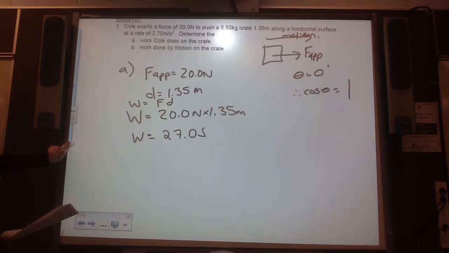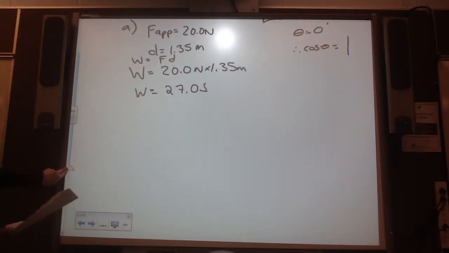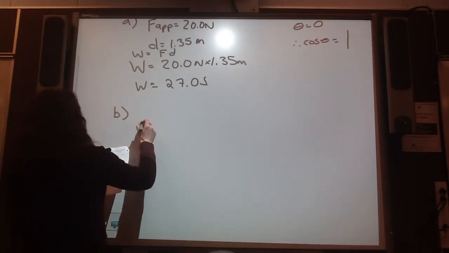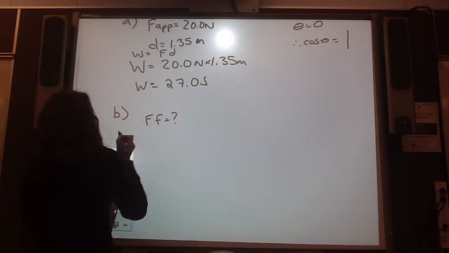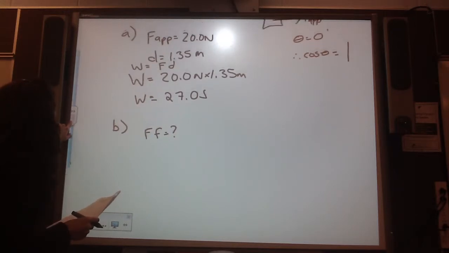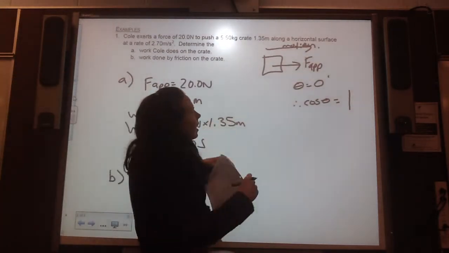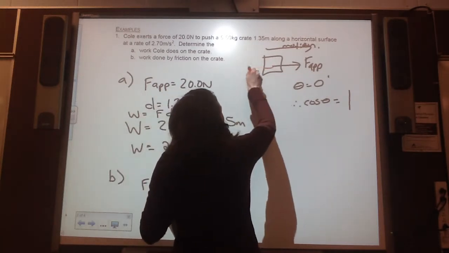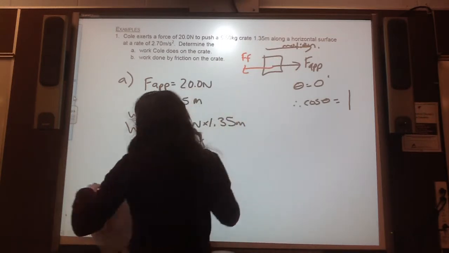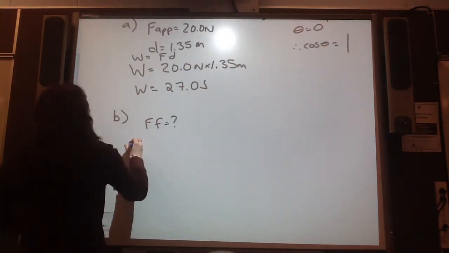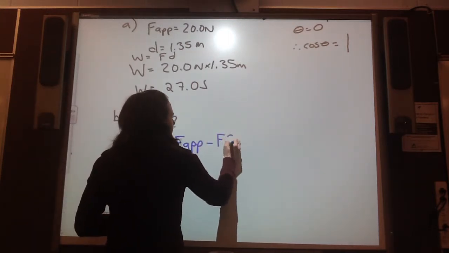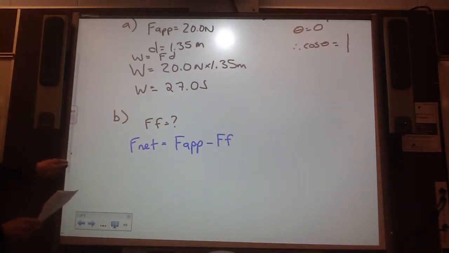But then it says, what is the work done by friction on the cart? Okay, so now we are looking for FF. So let's make our FNet formula. So FNet, if I was to complete this, FF is opposing FApp. So my FNet is equal to FApp minus FF, because FF is going in the opposite direction of FApp.